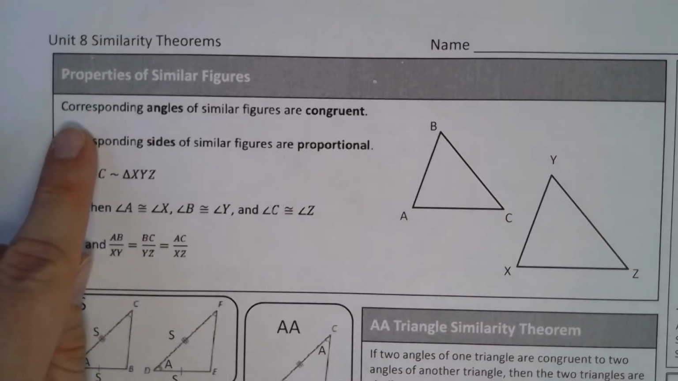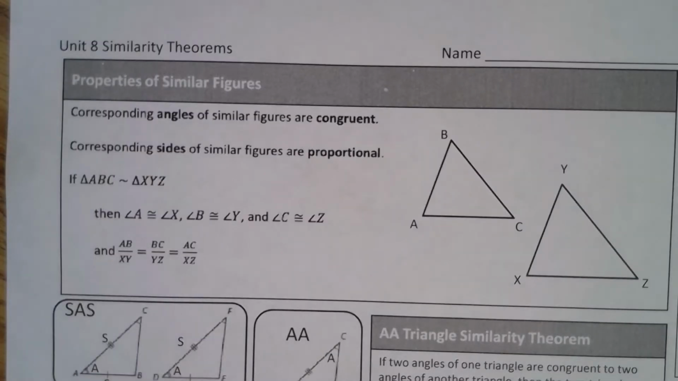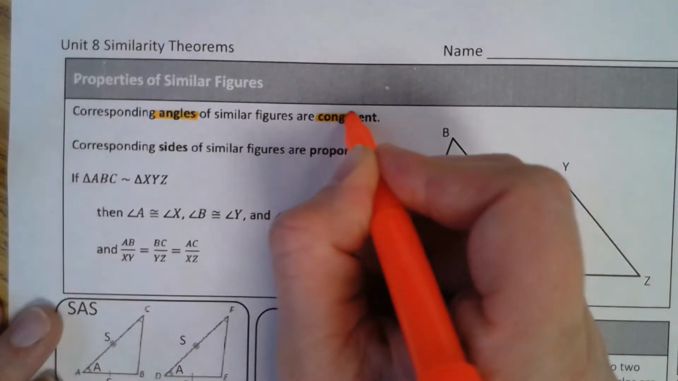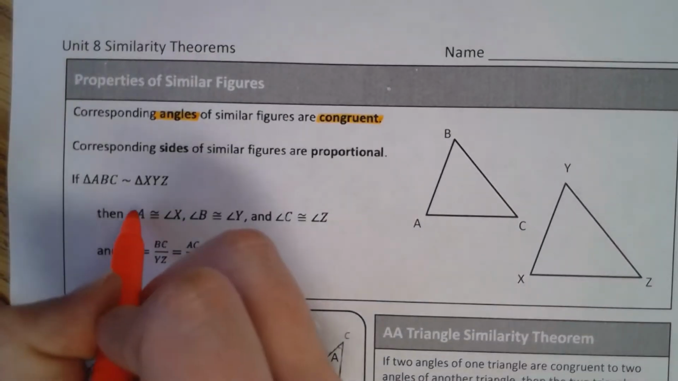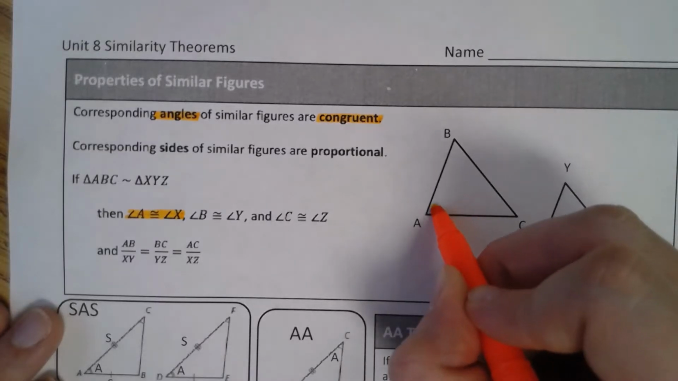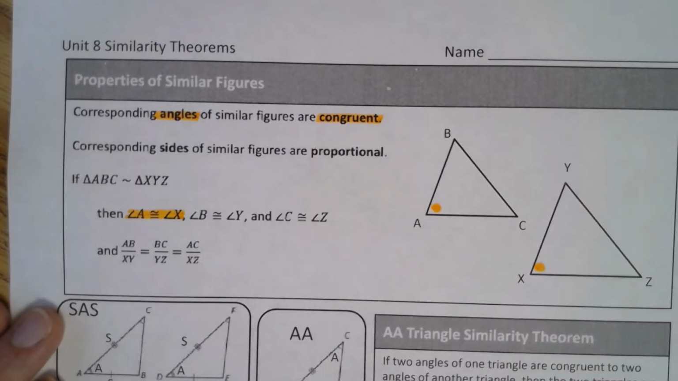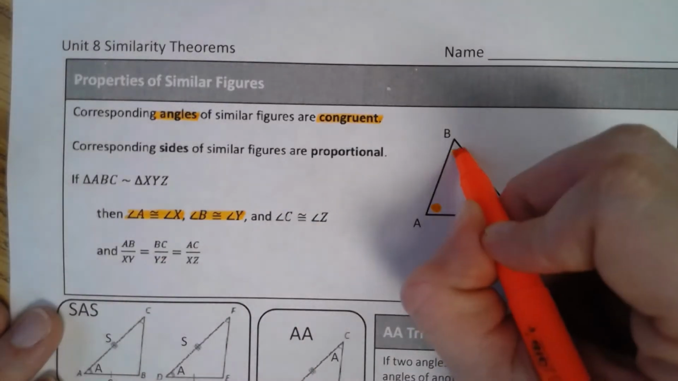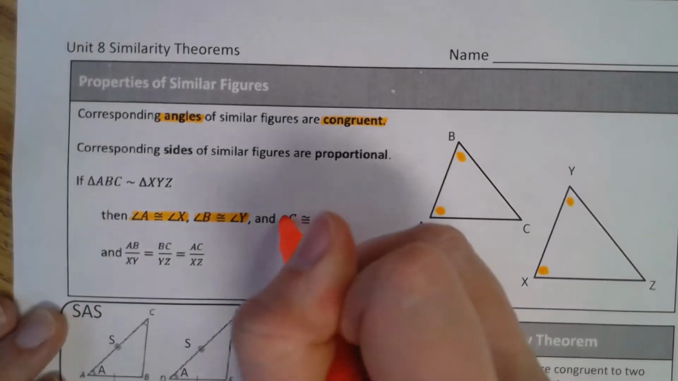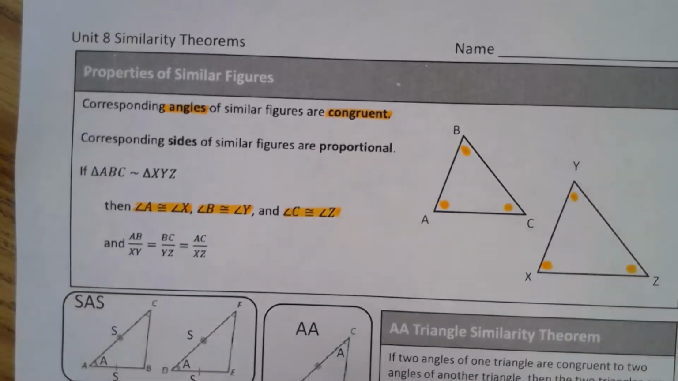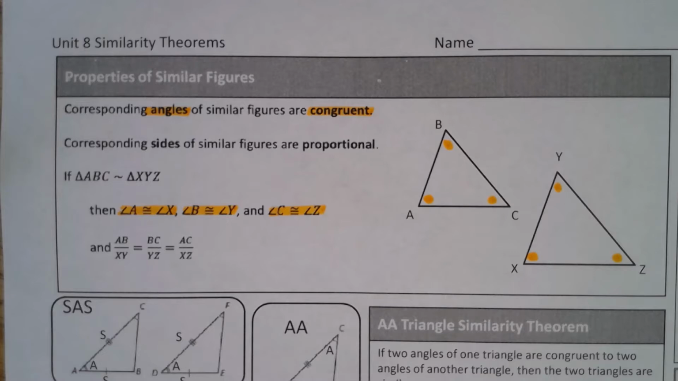Their corresponding angles are going to be congruent, and their corresponding sides are going to be proportional. So corresponding angles are going to be congruent. So if we have angle A, it's going to be congruent to angle X. Angle B is congruent to angle Y. And angle C is congruent to angle Z. So those are corresponding angles, and they are congruent, meaning they're equal in measure.